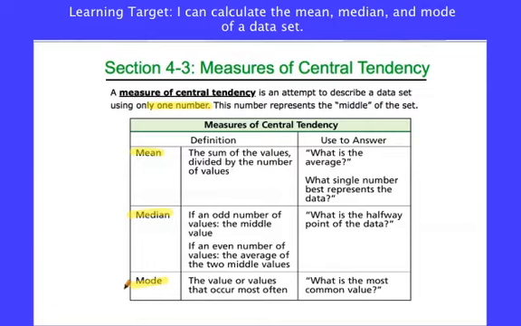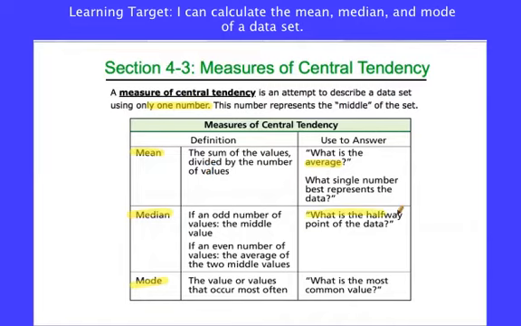The questions for the mean that you need to be asking are: what's the average? And again, what single number best represents the data? Remember, for mean, this is the sum of the values divided by the number of the values. So add them all up, divide by the number of numbers. This is really, really easy stuff.